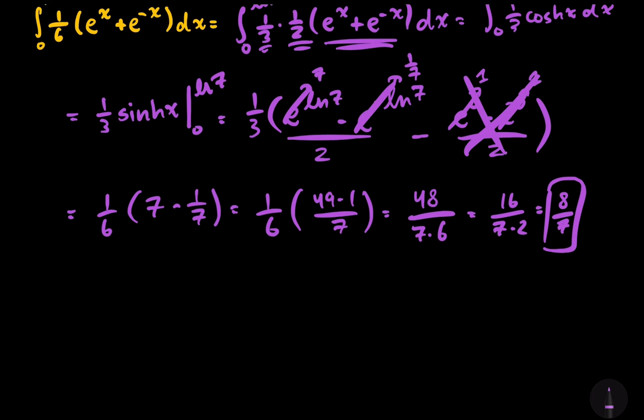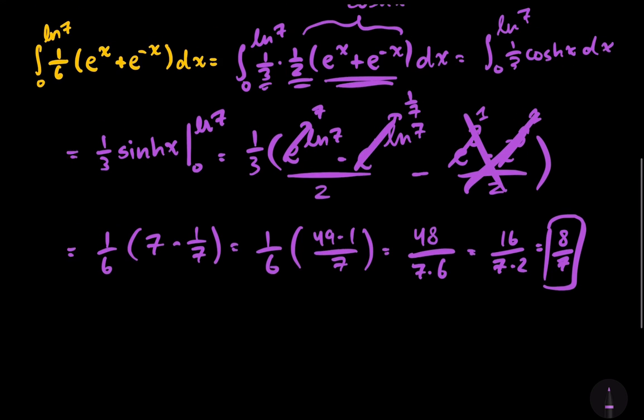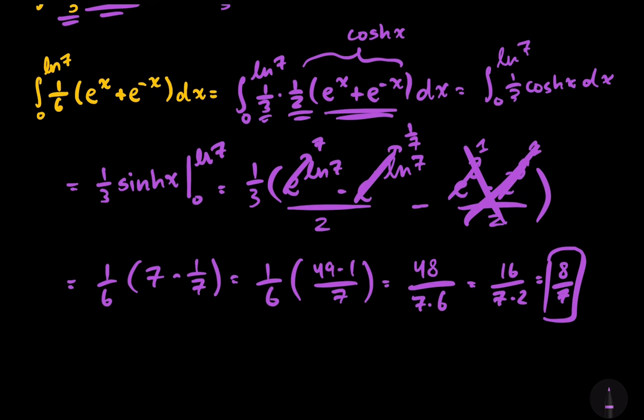I'm hoping I didn't mess that up somewhere in the calculation, but that would be our final answer. Essentially, all we have to do is recognize where we can spot this pattern of e^x and e^(-x) in order to obtain cosh or sinh, and that makes the integration process much, much easier.